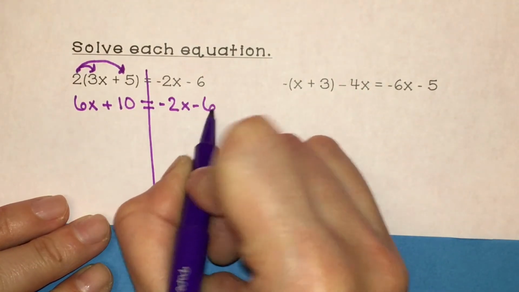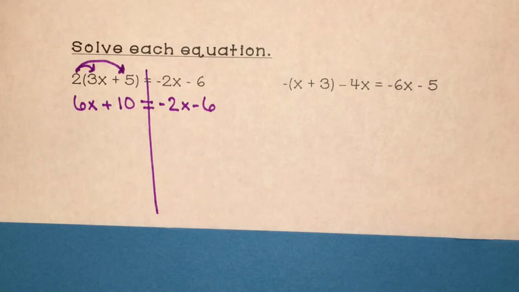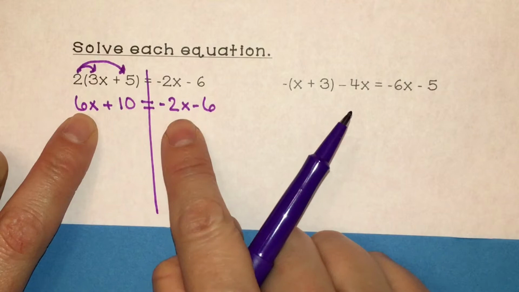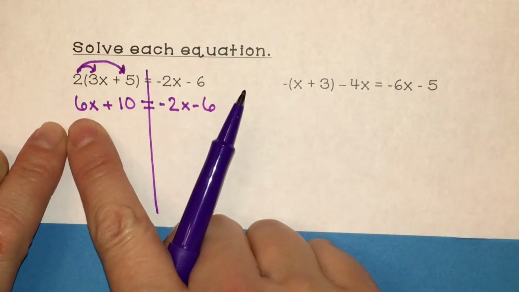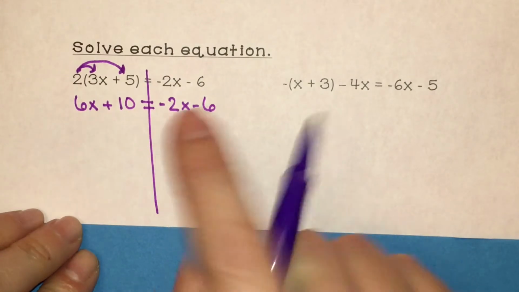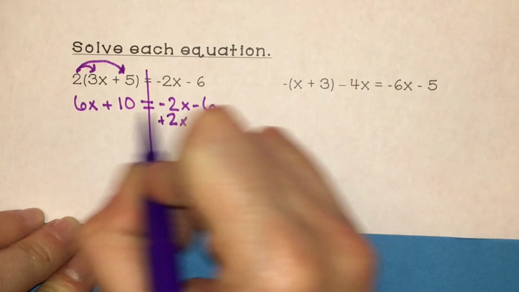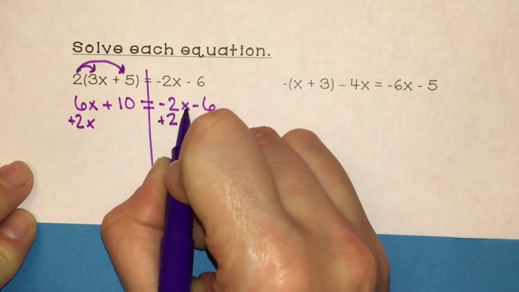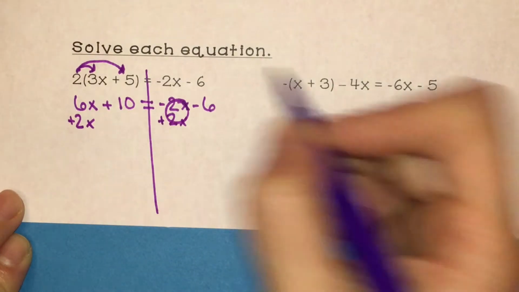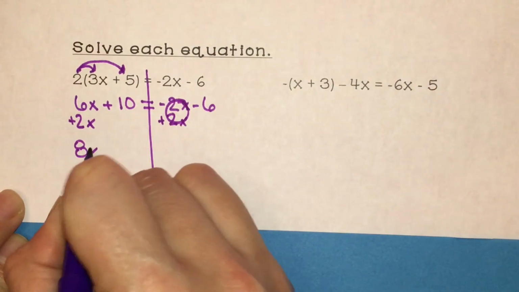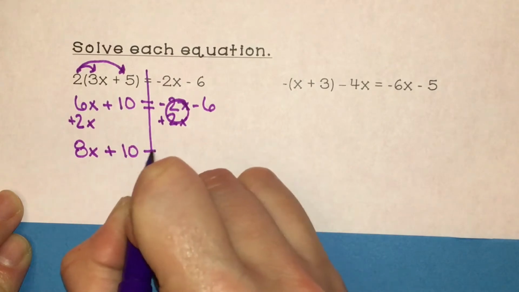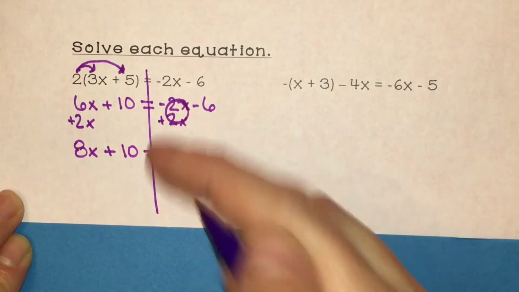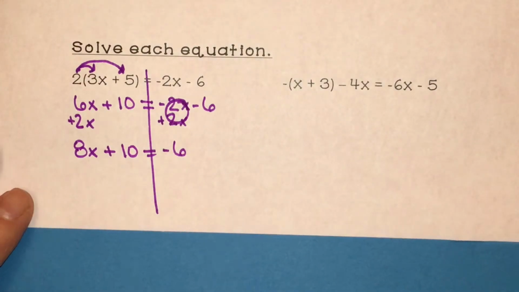I can bring down this side, negative 2x minus 6. Now that I've simplified both sides, I can just start moving my x terms to the same side and everything else to the other side. So I have a 6x and a negative 2x. I want to move my x's to the same side. Because it's a negative 2x, opposite would be to add 2x to both sides. Negative 2x plus 2x is 0. 6x plus 2x is 8x. Bring down the plus 10 equals, remember that minus is now negative 6. Don't forget it.